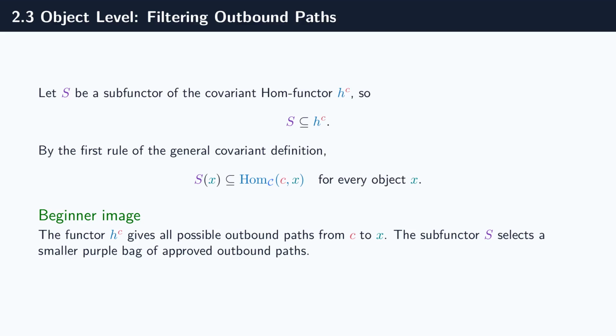Let S be a subfunctor of the covariant Hom-Functor H superscript C. At the object level, S of X is a subset of Hom from C to X. The full Hom set contains all possible outbound paths from C to X. The subfunctor selects a smaller set of approved outbound paths. We still need these selected paths to behave consistently under post-composition.